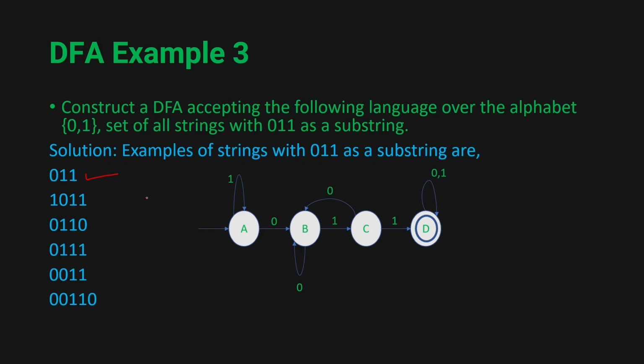What about 1, 0, 1, 1? So let's say we are in state A, we get 1, we are in state A itself, correct? Then we get 0, we go to state B, then we get 1, we go to state C, then we get 1, we go to state D. It is a final state. So this string is also accepted. What about 0, 1, 1, 0?